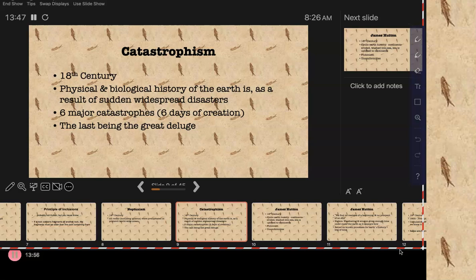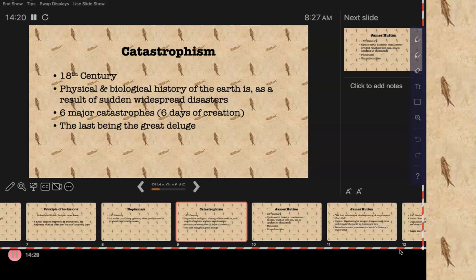I don't know that they had the concept of asteroids smashing into the Earth, so to speak, yet. They tied this to the Bible, as you can see here. I'm not trying to imply that the 6 catastrophes were the 6 days of creation. I think they just had, as a counter to it, their 6 major catastrophes, the last of which being the Great Flood.